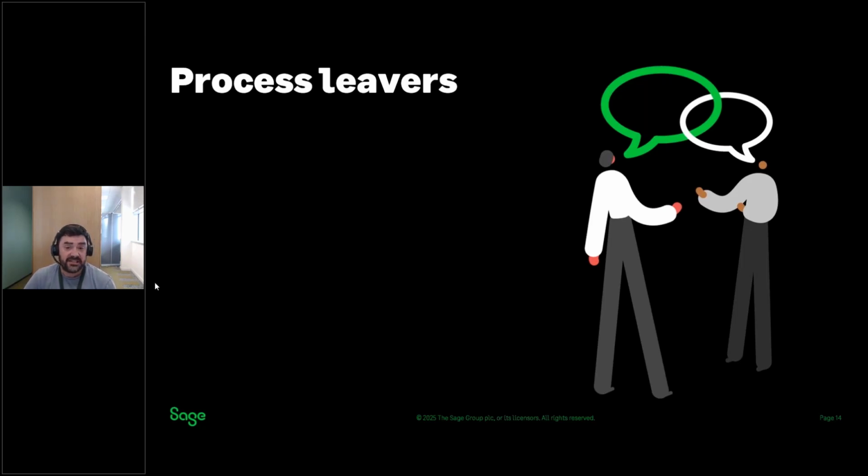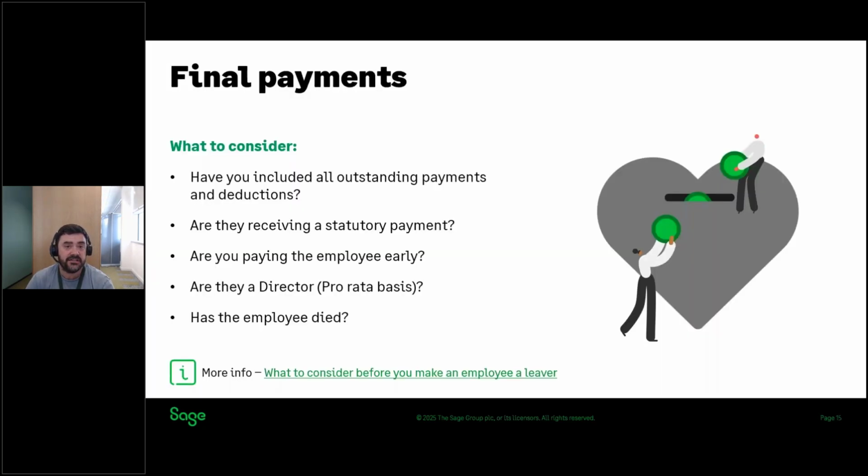First thing I want to discuss briefly is things that you would need to consider when processing the final payment for a leaver. I've put together some bullet points on the slide here of a few points to keep in mind. One of the most important things is to establish whether you've included all outstanding payments and deductions that are due to that employee. For example, if you pay them a fixed salary and they're leaving in the middle of the month rather than the end of the month, you might need to work out manually how much salary they need to receive up until their leaving date.